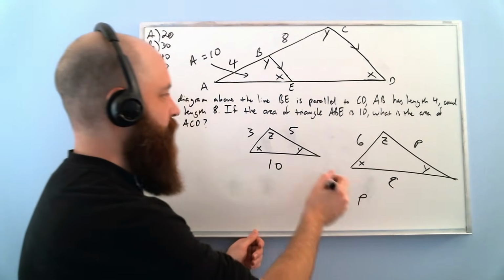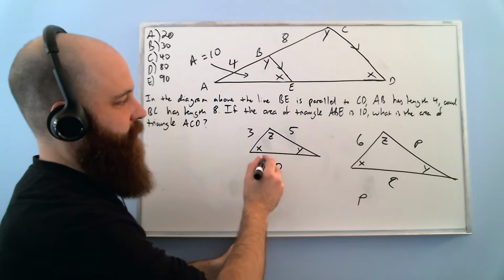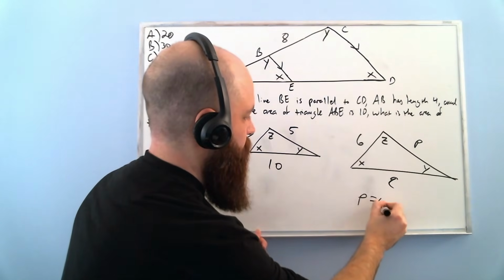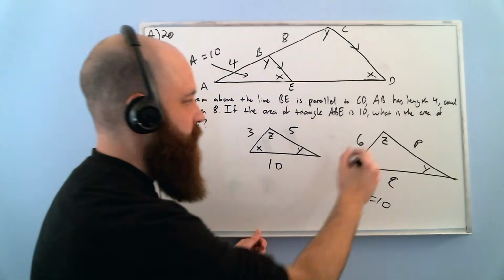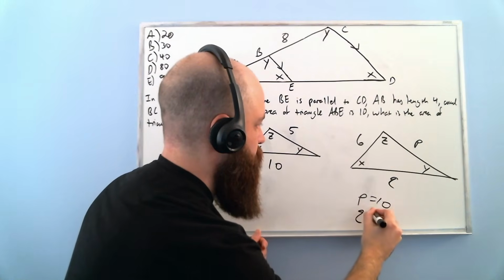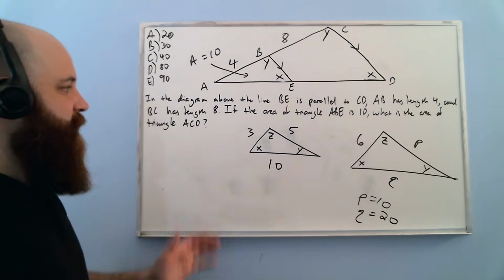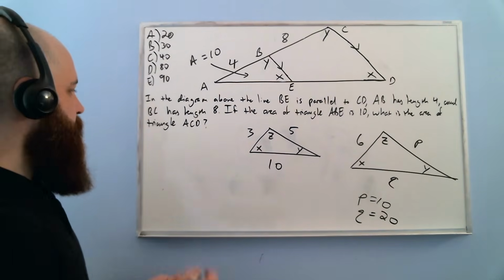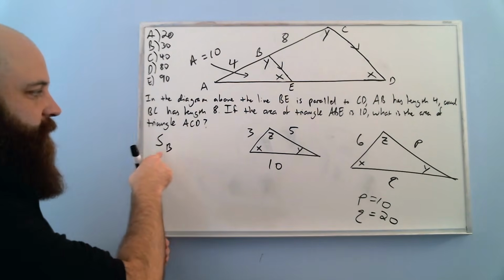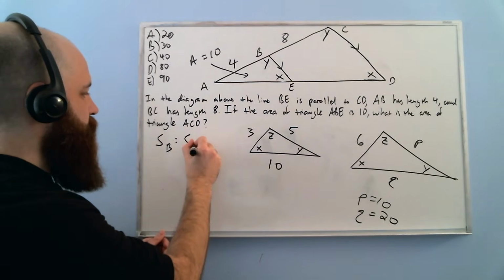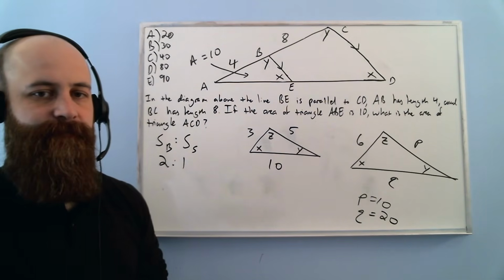So what is P? Well, the side opposite x is 5 in the smaller one, so it's got to be 10 in the bigger one. The side opposite z is 10 in the smaller one, so it's got to be 20 in the larger one. So q has got to be 20. How can I summarize that information in a ratio? Well, what we know is that the side length of the big triangle to the side length of the small triangle is 2 to 1 in this situation.